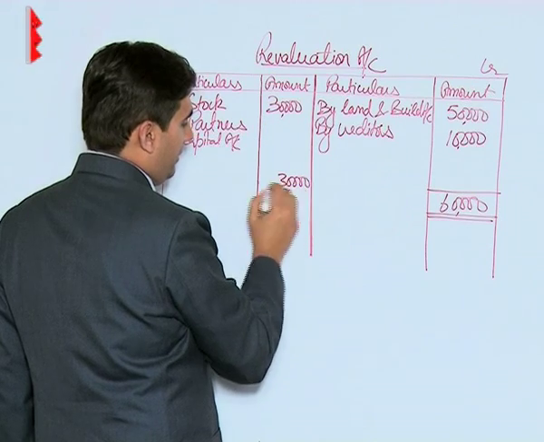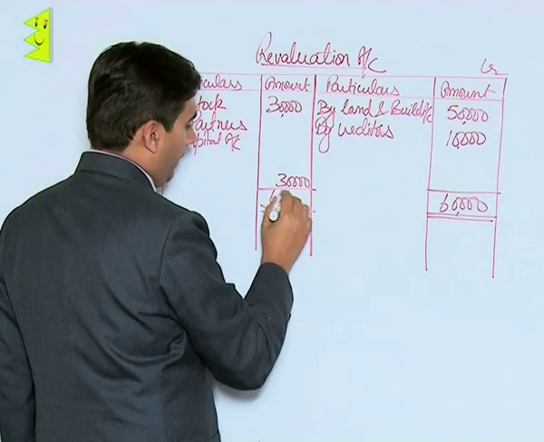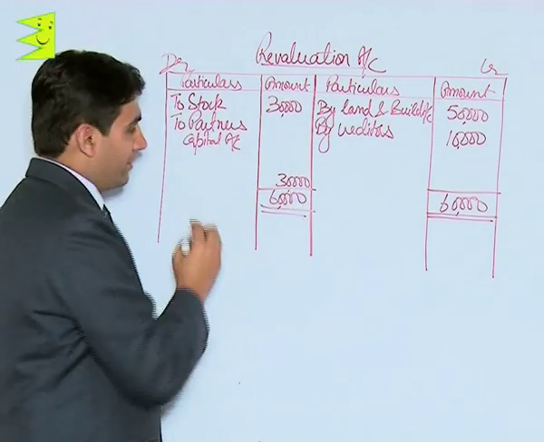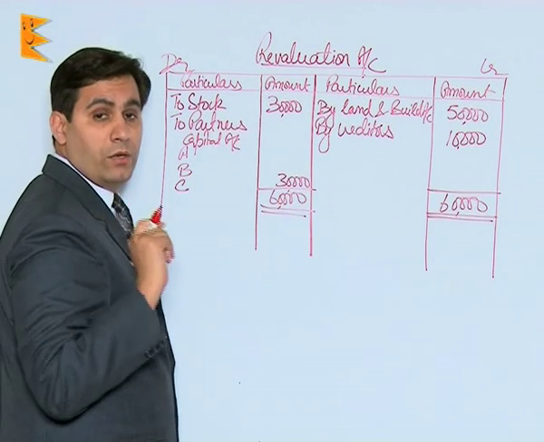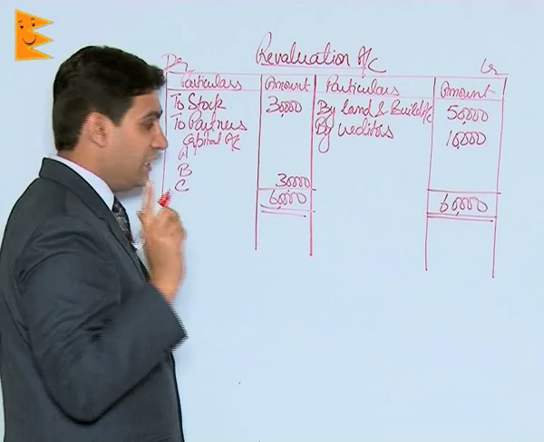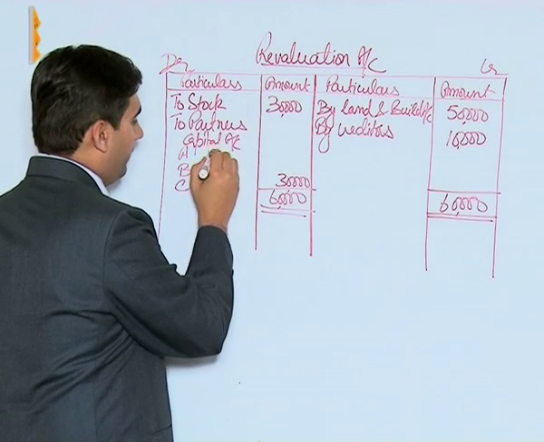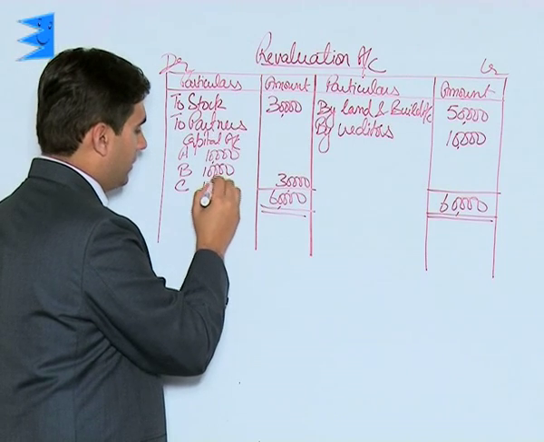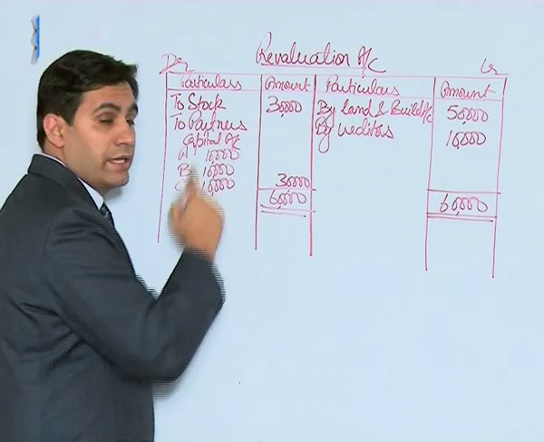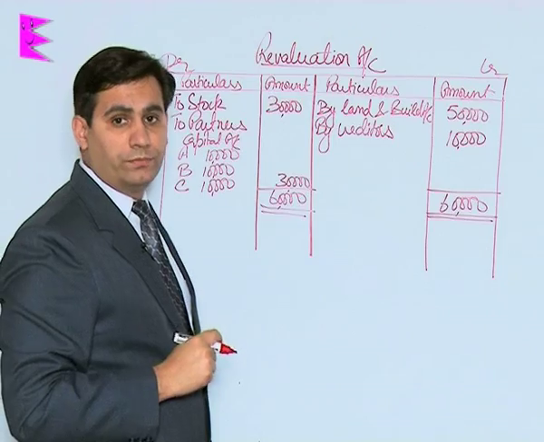30,000. That is the difference. And remember, this 30,000 would be shared by old partners A, B, and C in their old profit sharing ratio, which is equal. So for A, 10,000 worth of profit, for B 10,000, and for C 10,000. That is in equal ratio.